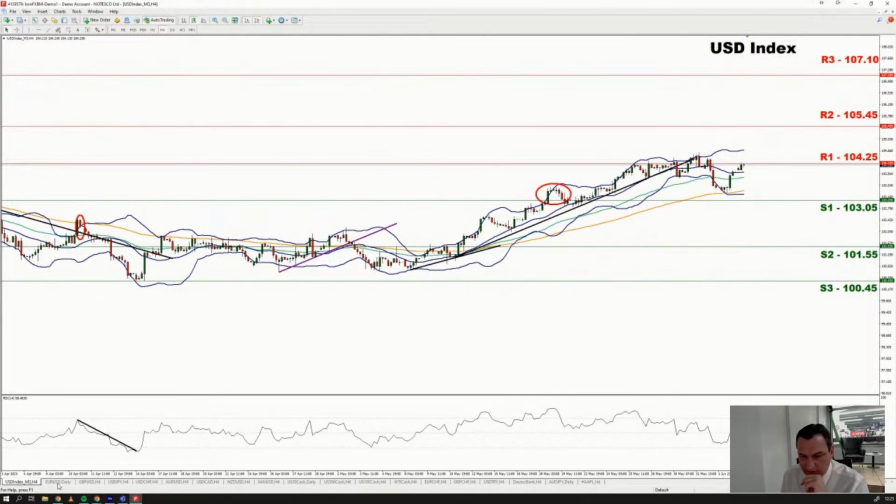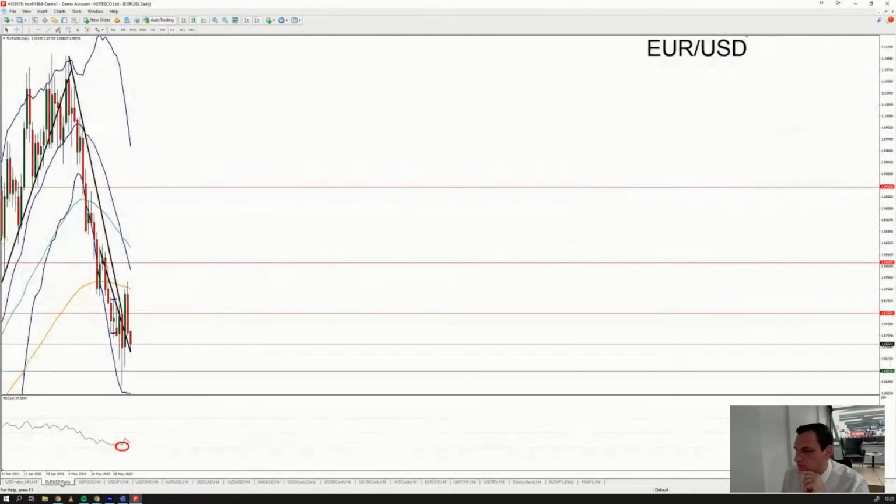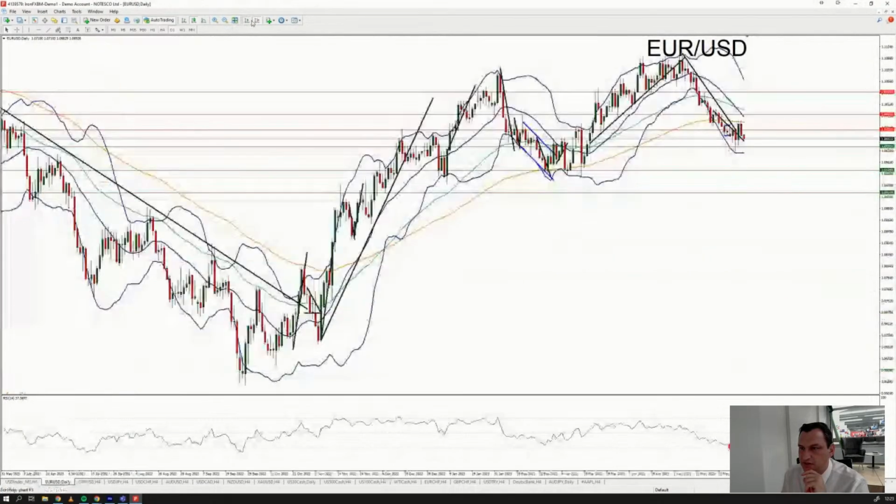Now let's have a look at Euro USD. We're adjusting the chart.